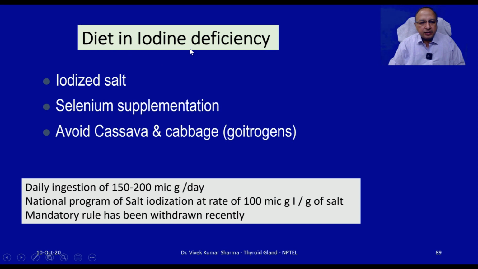So iodine deficiency is one of the common causes of hypothyroidism. That is why the policy of iodized salt is there, and there is also selenium supplementation, and there are some goitrogens which I'll just briefly talk about. They can also lead to hypothyroidism.